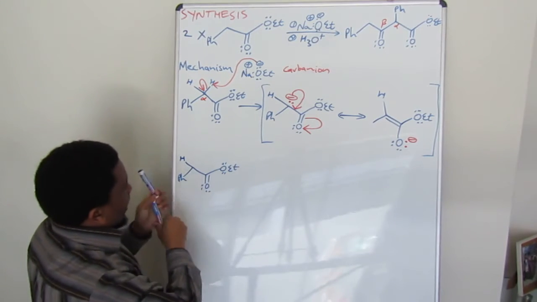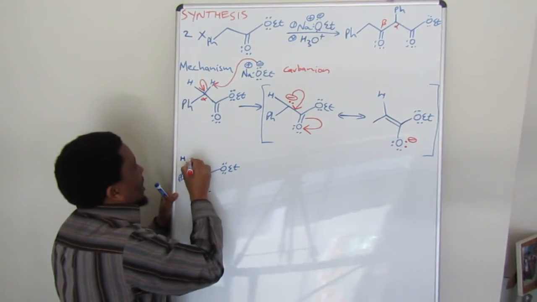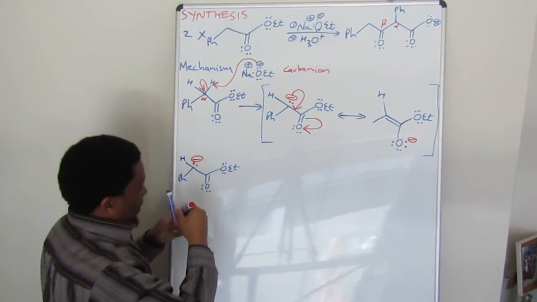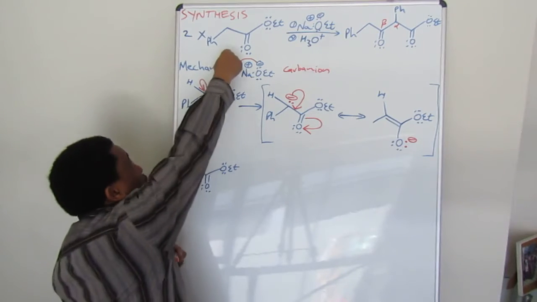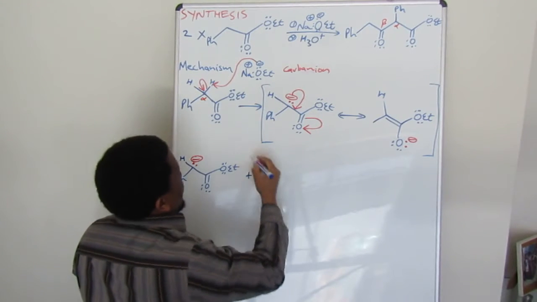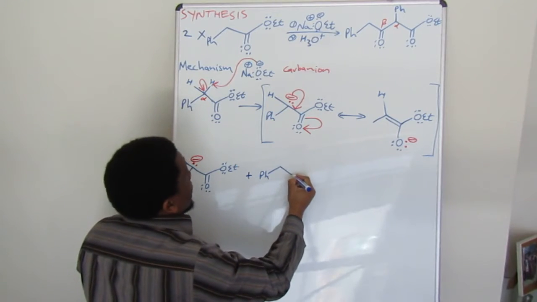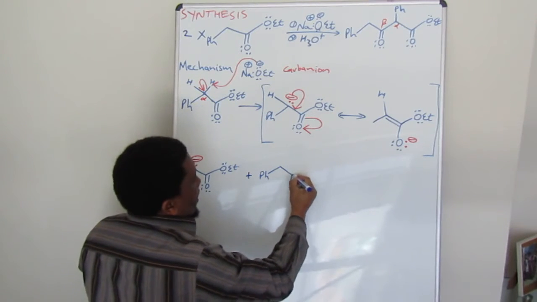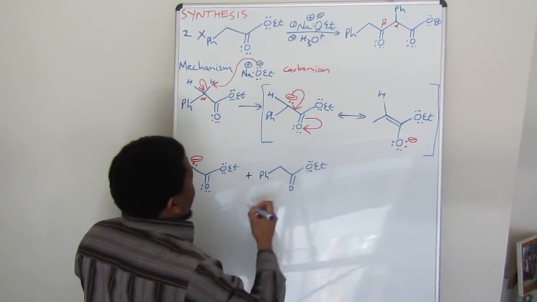Now remember, here we have a carbanion on this carbon atom. There's my negative charge. And then I will go and take the second molecule, right? There's my second molecule. My second molecule is Ph bonded to CH2, bonded to this, doubly bonded to this, and OEt. There we go, right?